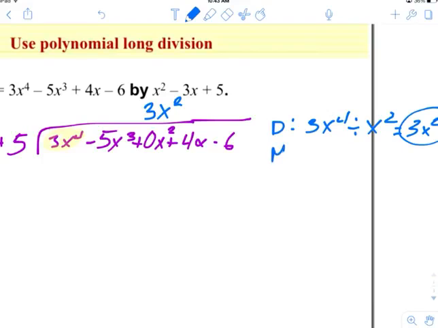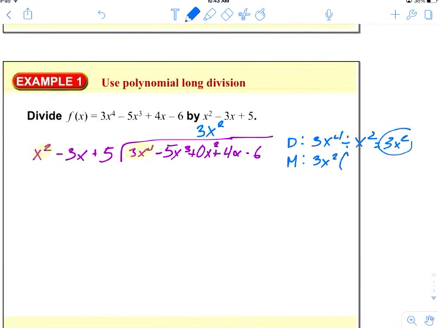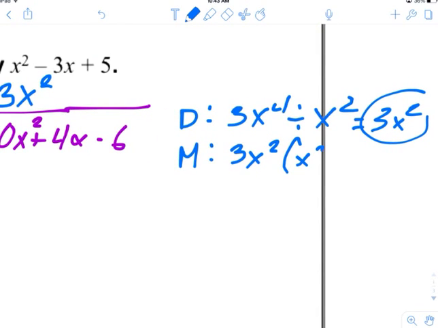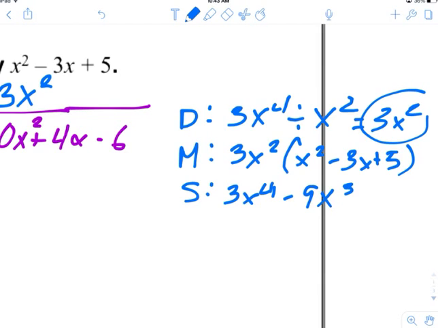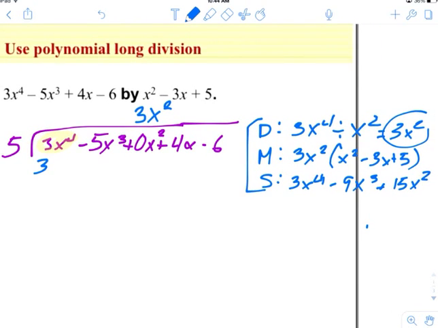It also fits in to the multiplication step. 3x squared then gets multiplied by my divisor. So x squared minus 3x plus 5. And when I multiply that out, that turns into what I'm going to subtract. So 3x to the fourth minus 9x to the third plus 15x squared. So there's one complete DMS cycle. So I'm going to plug that in to my work.